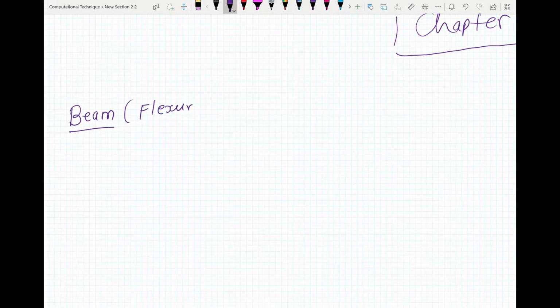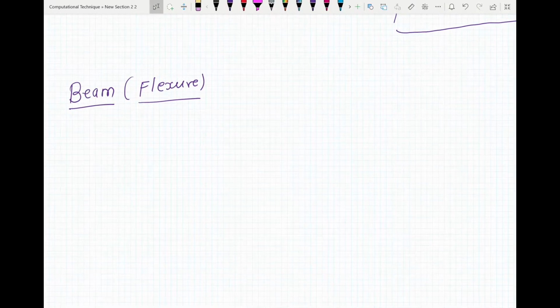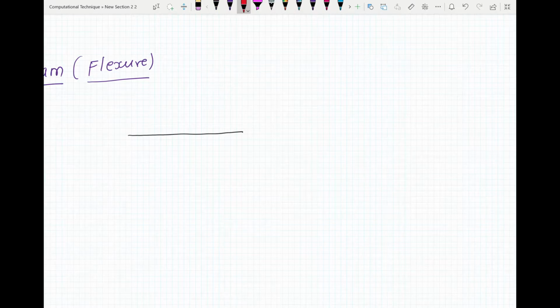Beam elements are the flexure elements. Now the difference between the bar element and the beam element is that the beam elements will undergo rotation as well. So if you have a beam element like this, let this be your node A, this be your node B, then each of these nodes will have 2 degrees of freedom. This is your first degree of freedom, this is your second degree of freedom, and here also you'll have 2 degrees of freedom, but let's label this as 3 and this as 4.